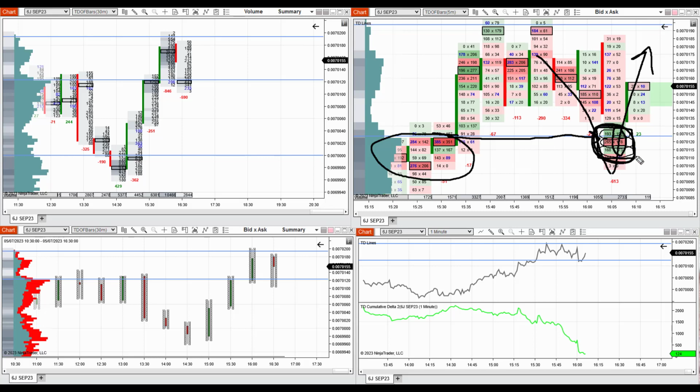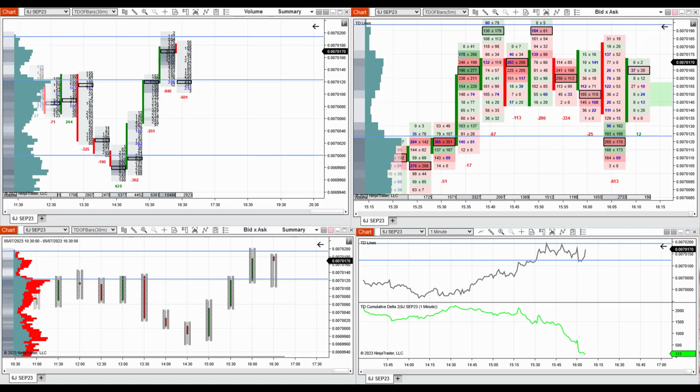So this could be the absorption setup forming in this support, and I'm a bit afraid about this. Right, see this buying activity. I don't like this at all. So what I'm going to do, if there's a pullback to this heavy volume zone again, I'm going to quit the trade.